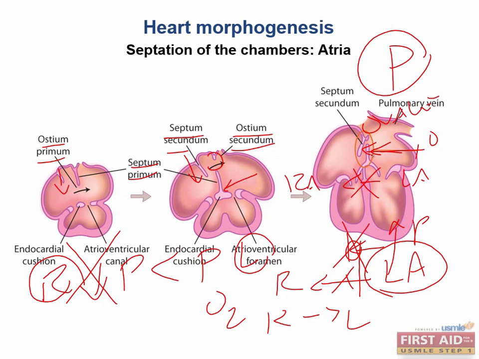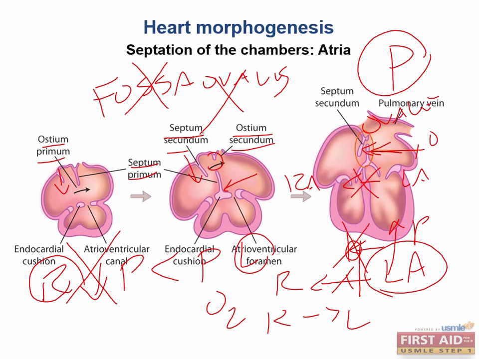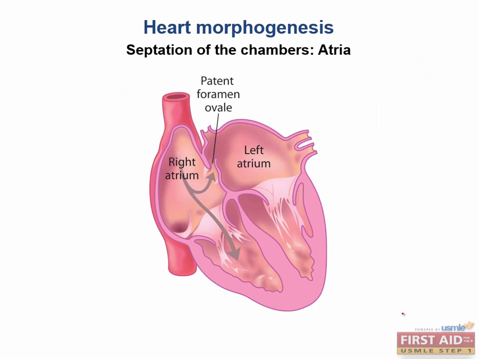Now the small depression that's seen after the fibrotic fusion is a remnant of the foramen ovale called the fossa ovalis. So what happens if this fusion does not occur and you do not get a fossa ovalis? So if the fusion of this septum primum and the septum secundum does not occur, we do not get a fossa ovalis. Instead, we have a patent foramen ovale.